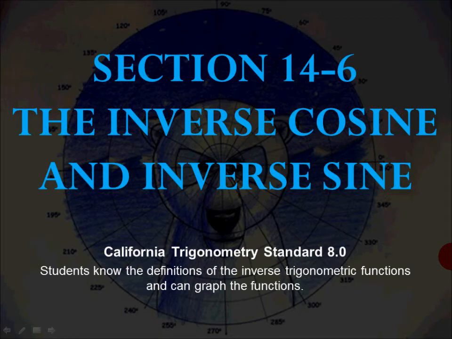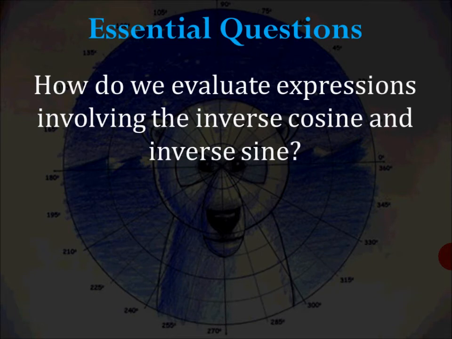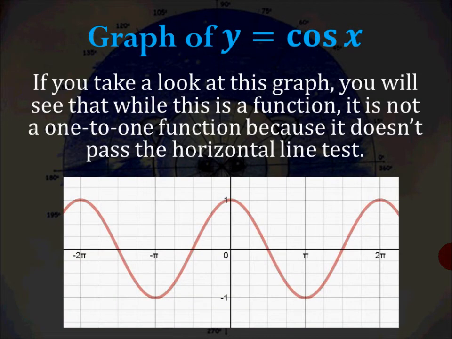This is section 14.6 for Algebra 2 Trig, the inverse cosine and inverse sine. Today we're going to ask, how do we evaluate expressions involving the inverse cosine and inverse sine? So, to explain how this works, first we need to look at this graph.